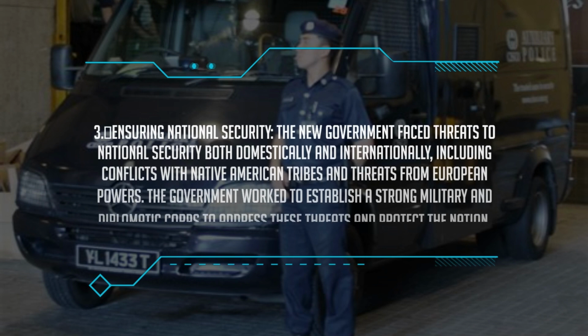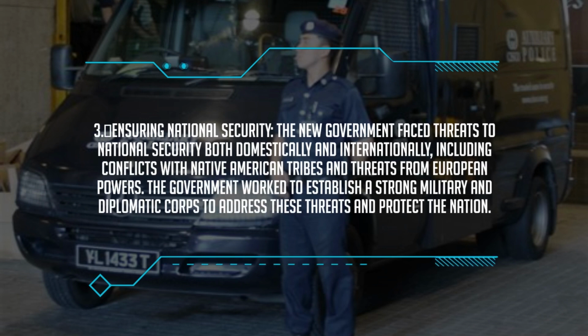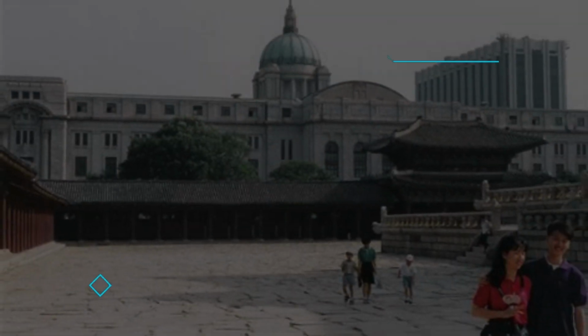3. Ensuring national security. The new government faced threats to national security both domestically and internationally, including conflicts with Native American tribes and threats from European powers. The government worked to establish a strong military and diplomatic corps to address these threats and protect the nation.